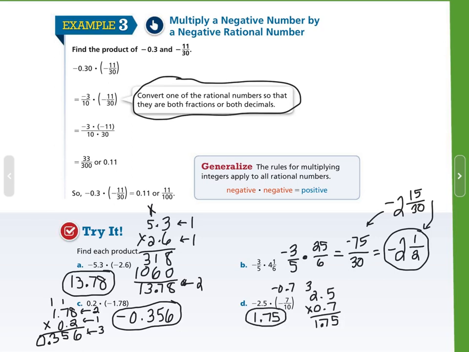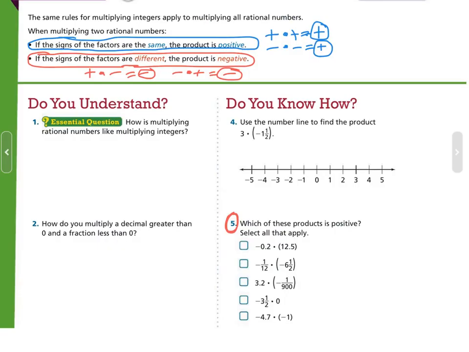For part D, I chose to change the negative 7/10 from a fraction into a decimal. Multiplying those decimals is fairly easy, and it eliminates the hassle of changing that negative 2 5/10 into an improper fraction. Since you have negative times negative, your answer will be positive. In this case, a positive 1 75/100.